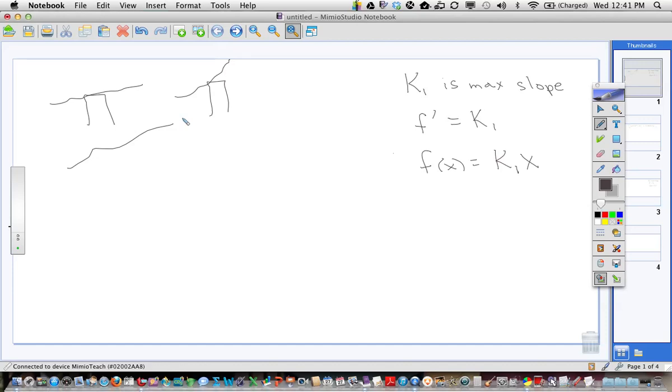Now think about that. Wouldn't that be the most error we could have? If we found where the graph was the steepest and we pretended the graph was that steep the whole time, like a line, wouldn't that be the most we'd be off? Okay, so we're going to call that K1. K1 is going to be the max slope of f. So that would be like calling it f prime.